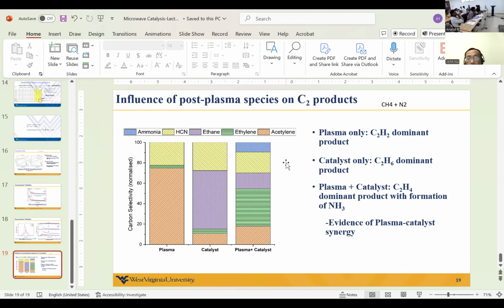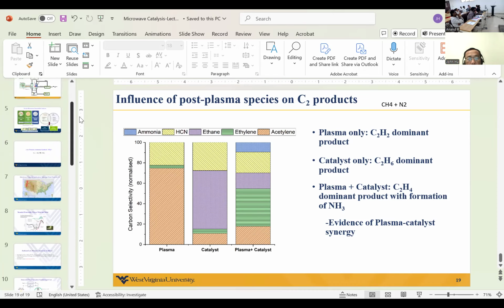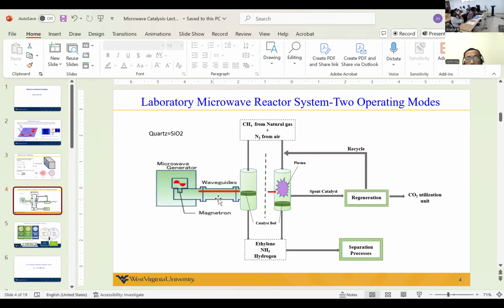Yes, that's why I keep on going back and forth. On the right hand side, this bar is the scenario here. It's a post plasma. Good question. So that bar is this scenario. Yes, the post plasma.